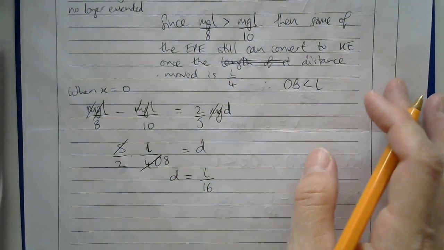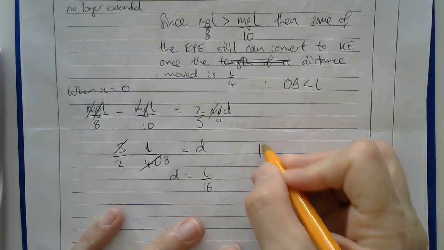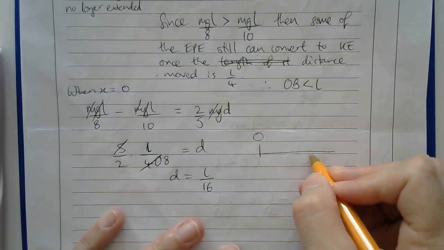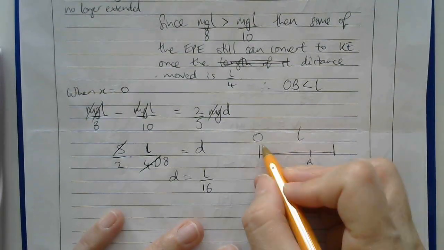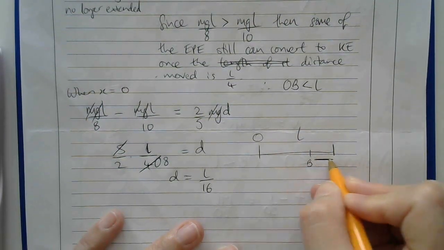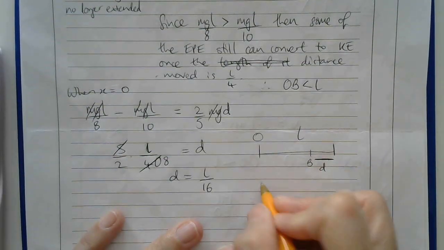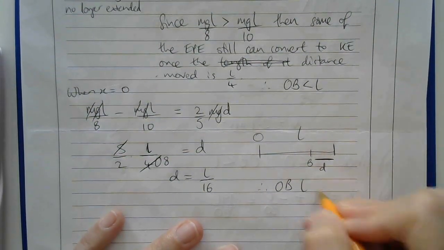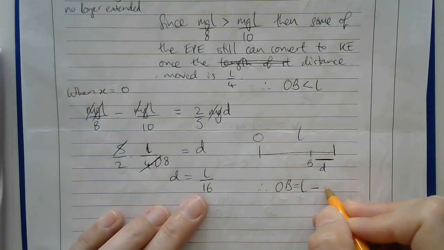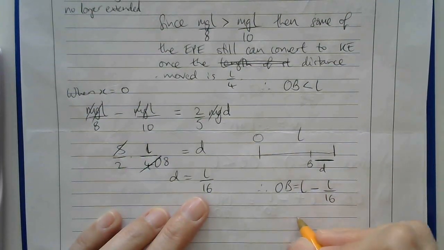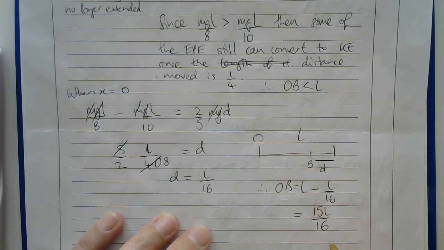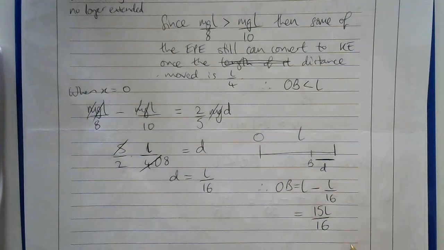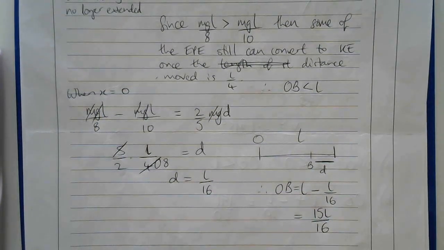And what do they actually want? They want the distance OB. So O is here, B is where it comes to stop. We were looking here, so that distance is L from there to there. We just worked out this distance d is L over 16. Therefore, OB is going to be L minus d, which will give me 15L over 16. Okay, so that part of the question is worth 3 marks. I hope you found that solution helpful. Good luck with your studies.